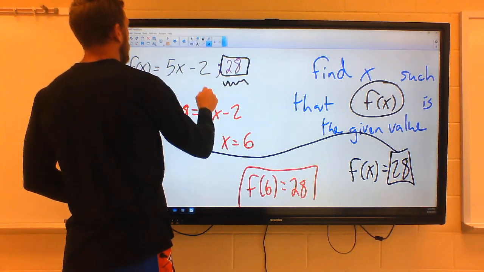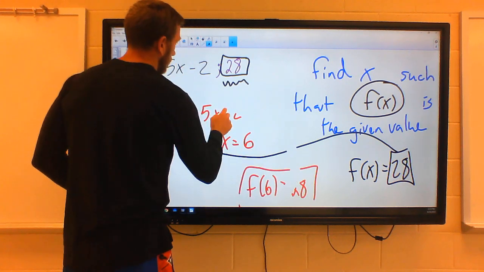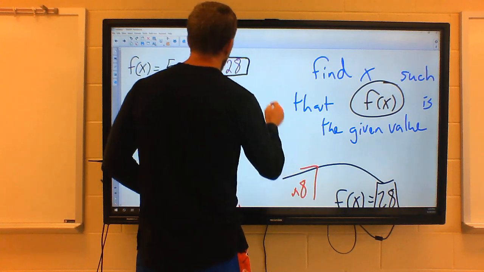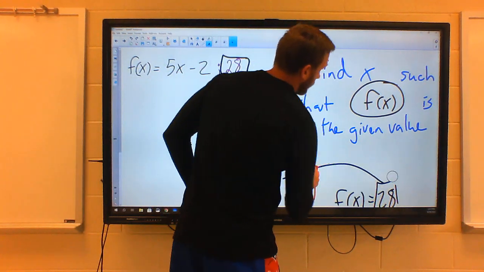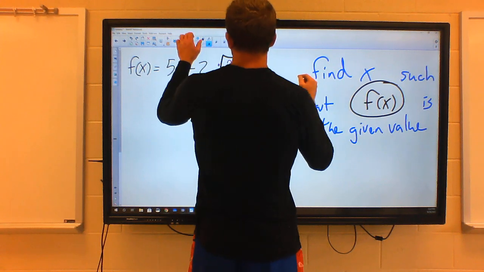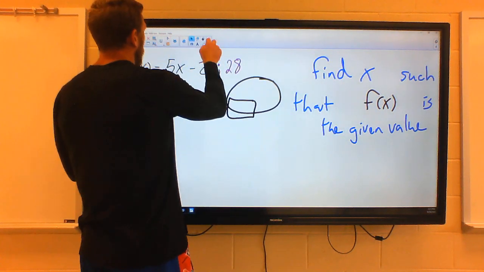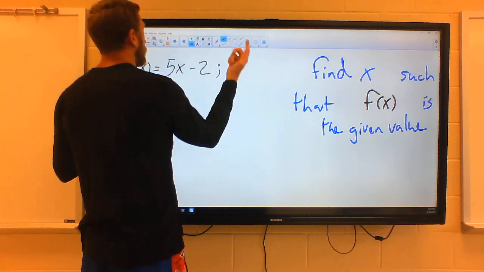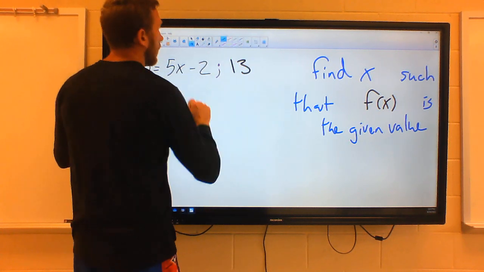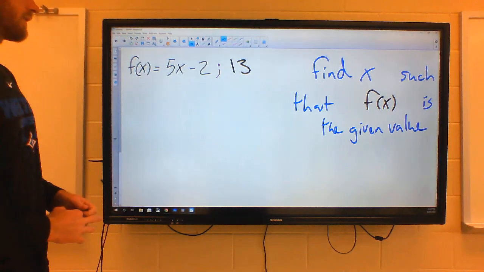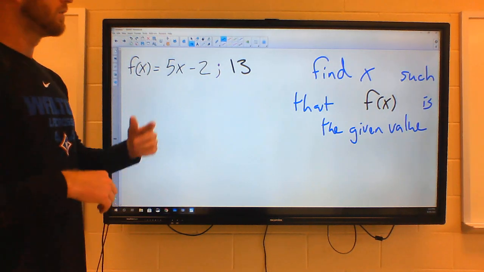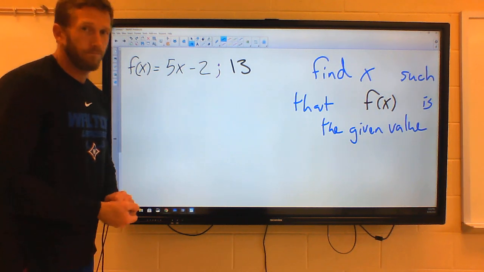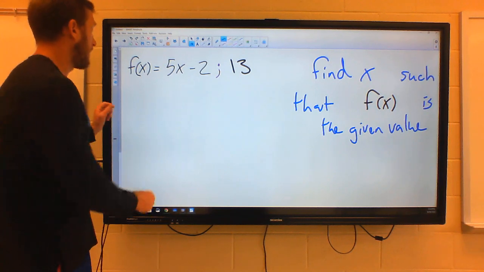Let's try another one. I guess I could have just pressed pause on the YouTube video, but now you get to see me put in a little bit of effort and what goes on behind the scenes sometimes as a teacher. 13. Okay, find x such that f of x is the given value. Pause it, solve for x, write it in function notation. You guys ready? Okay, you should be back by now.